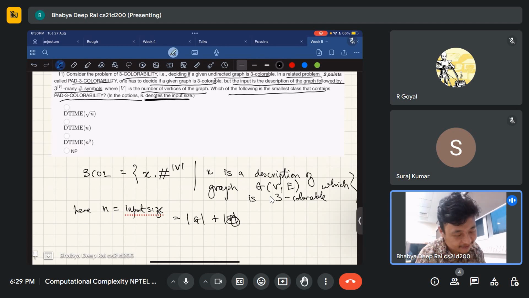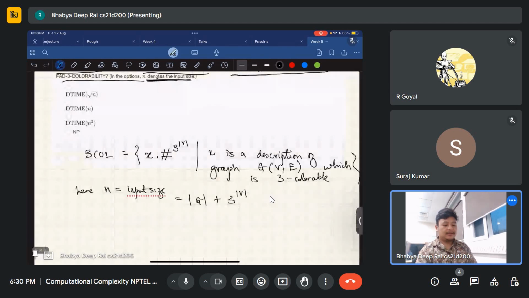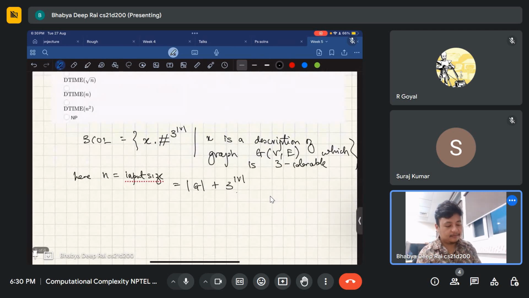Okay, slight mistake. Look here, the 3 to the v many hash symbols. It's much more than v. Hash to the 3 to the size of v. So this is 3 to the v. This is the input size, which is n.